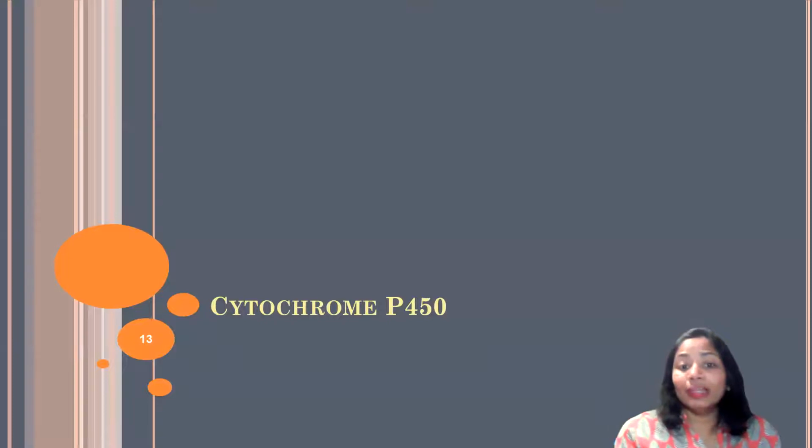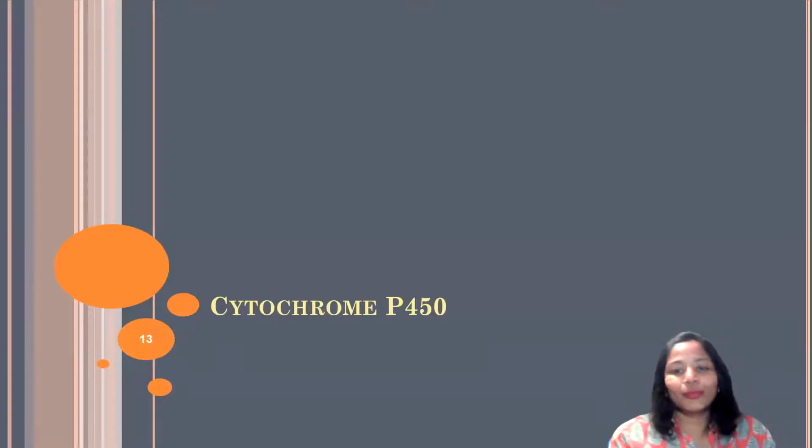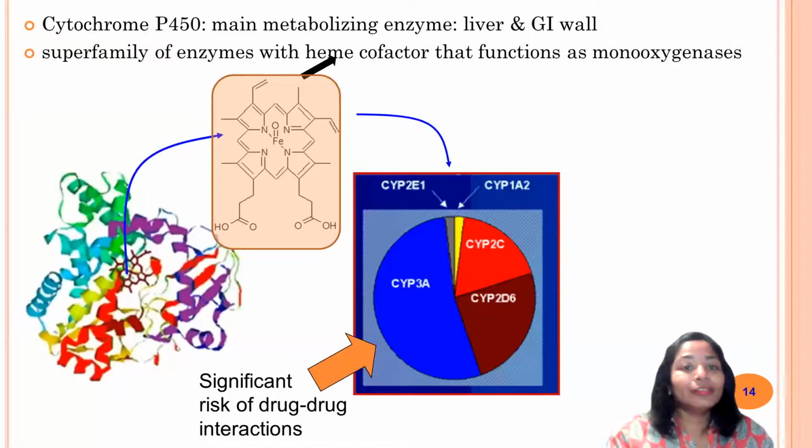Next, we're going to talk about an important enzyme, which is cytochrome P450. If you look at this one, this is the main constituent, and cytochrome P450 is present in the liver and in the GI wall.